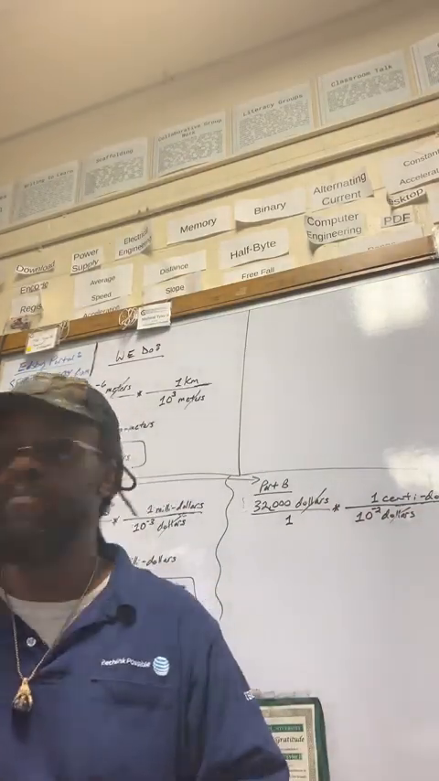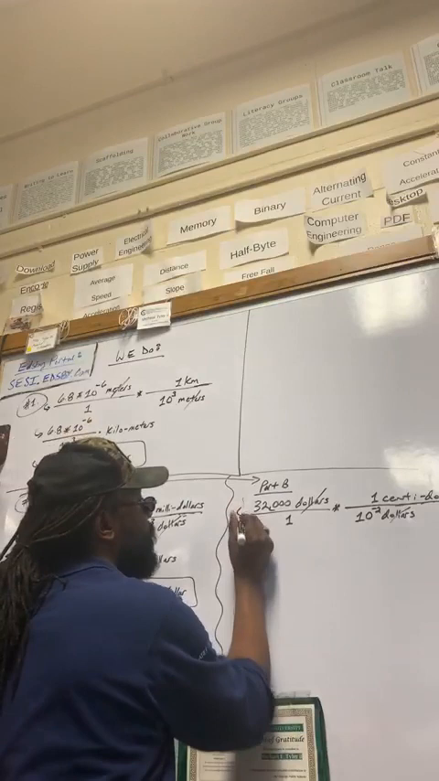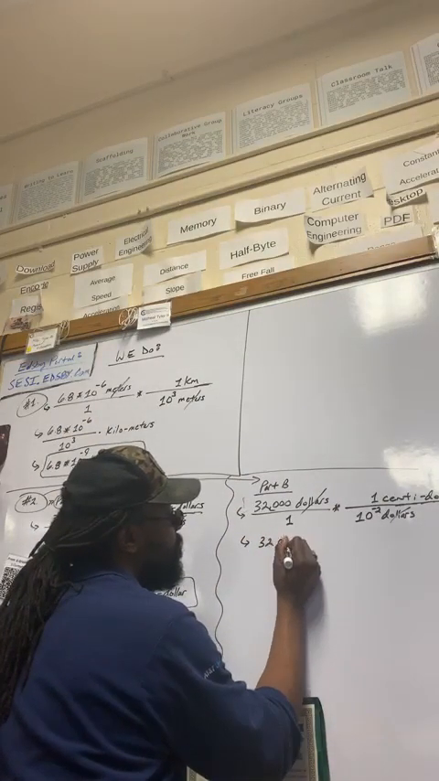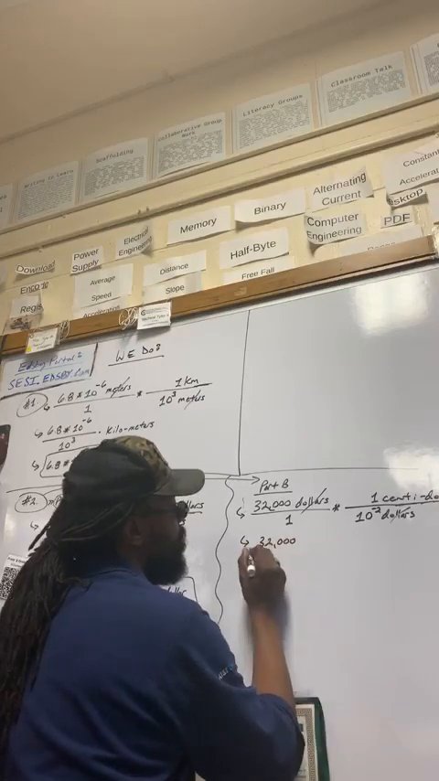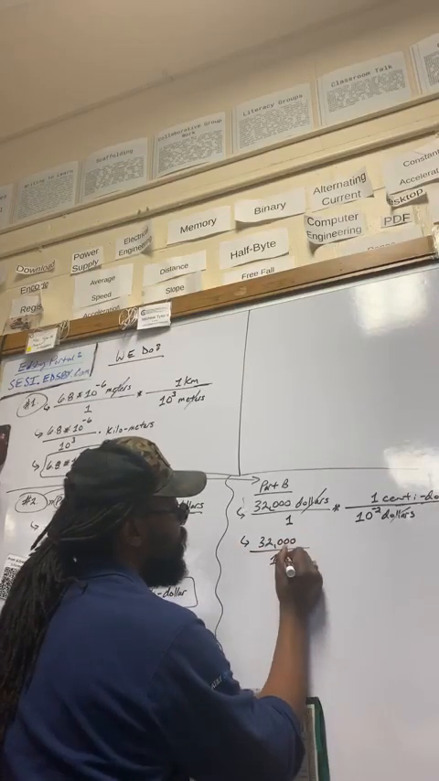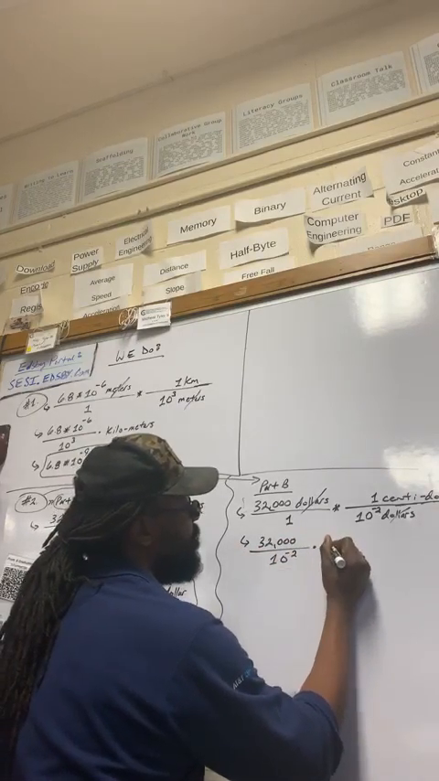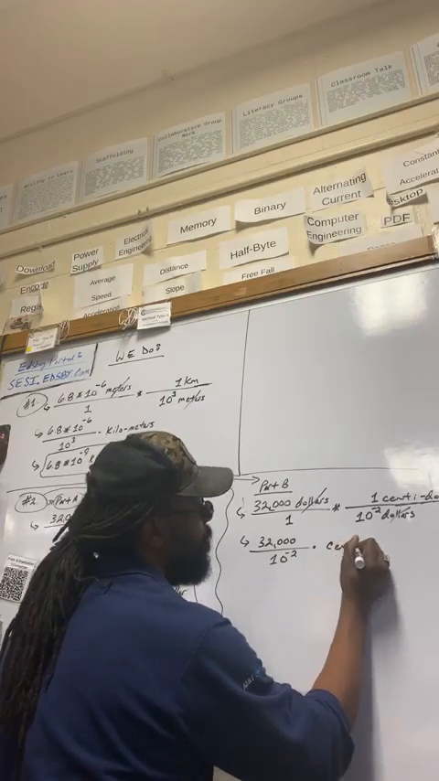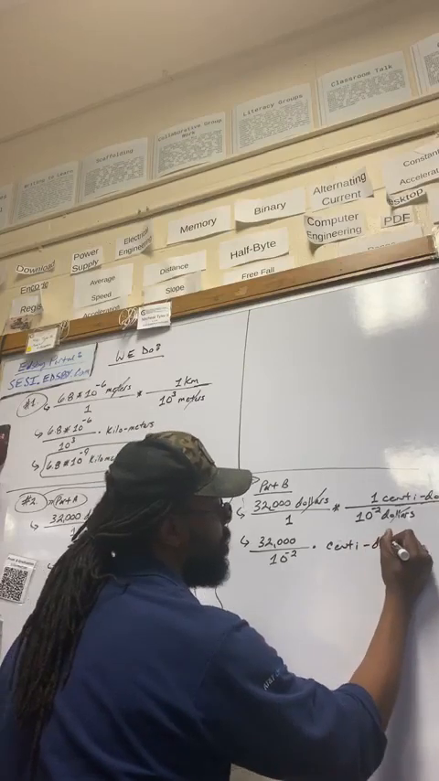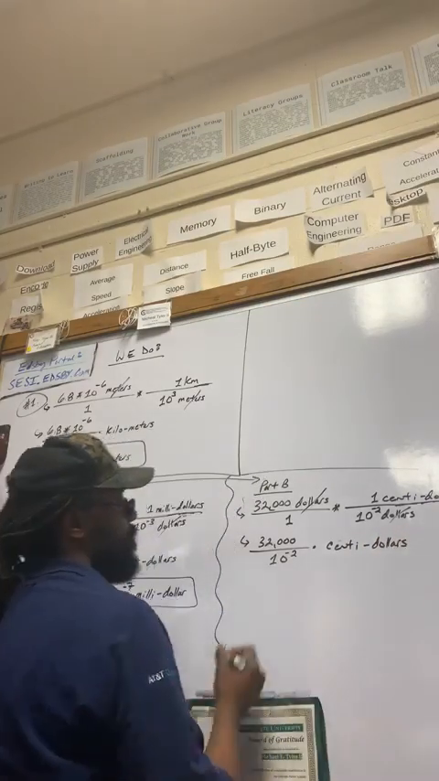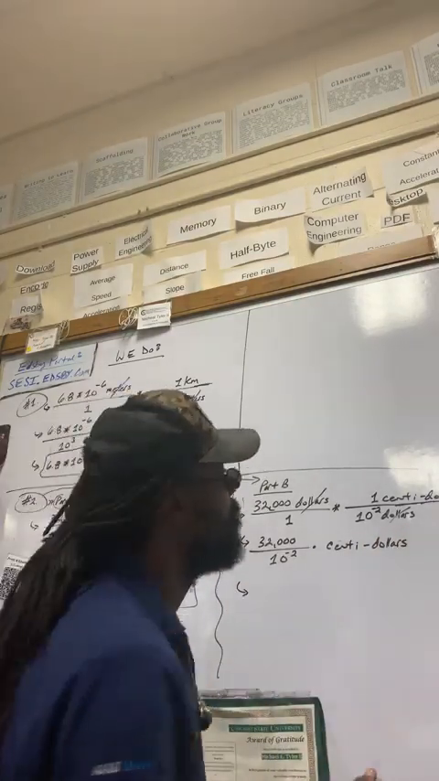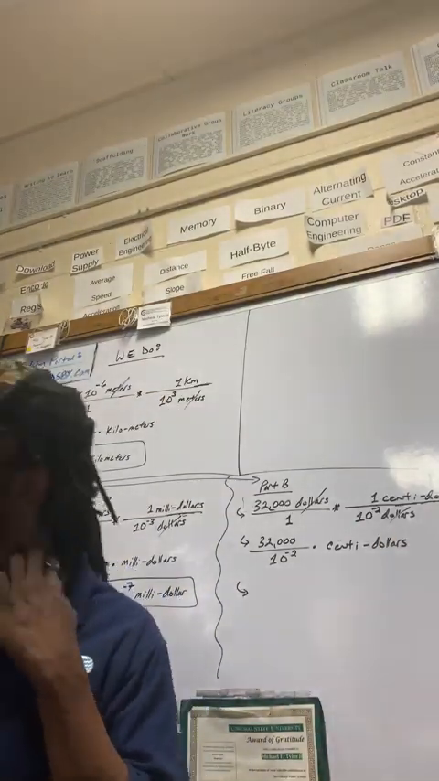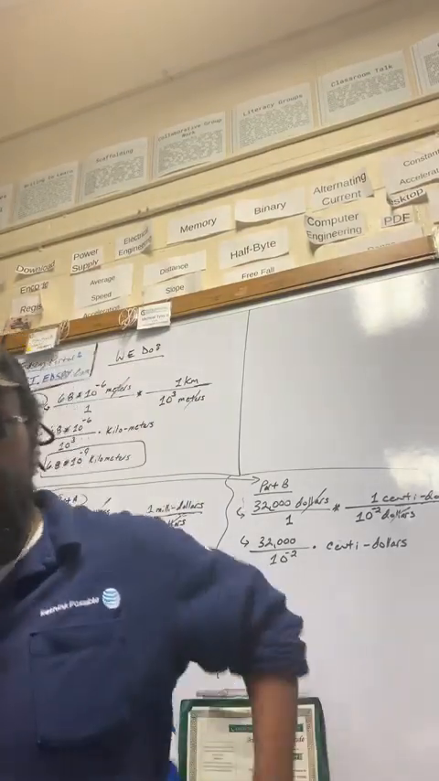Okay? Rewrite and calculate. So 32,000, right? All divided by 10 raised to the negative 2. This is going to be equivalent to 1 centidollar. Calculate. Yes, you got to put all that because y'all be like, I got it right. Yeah, you want the full credit, you got to put it all down.